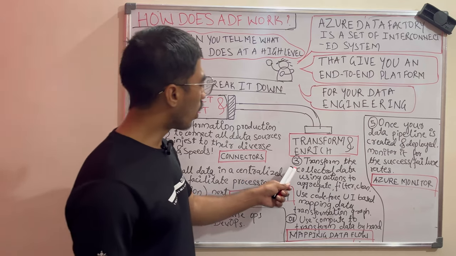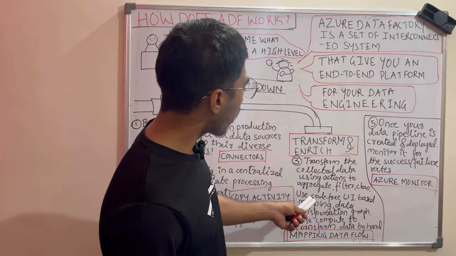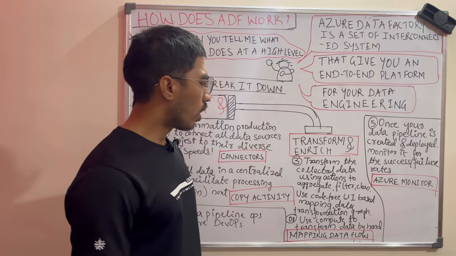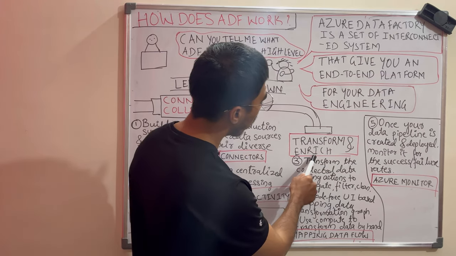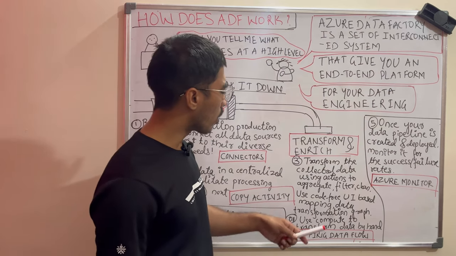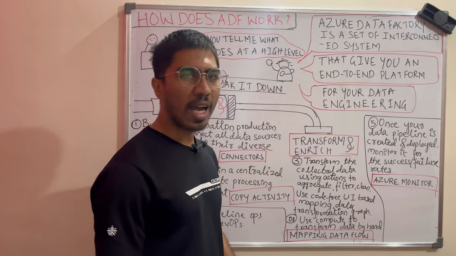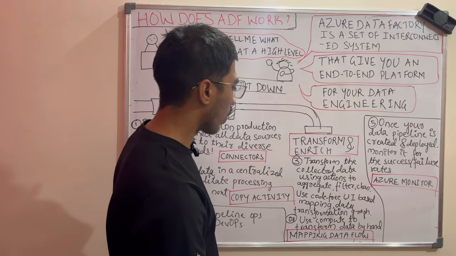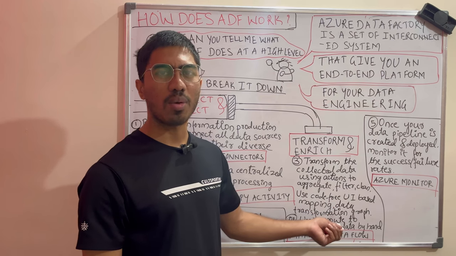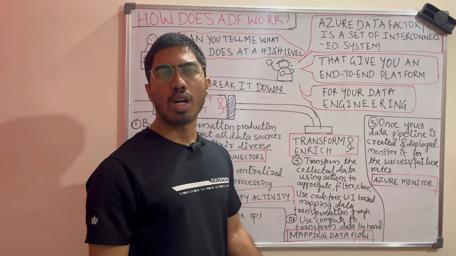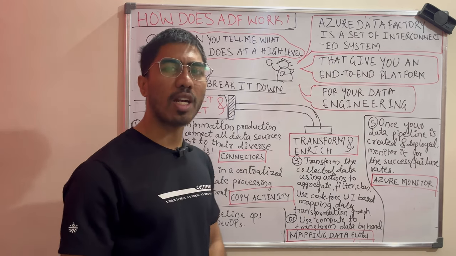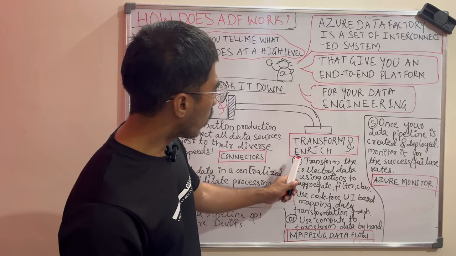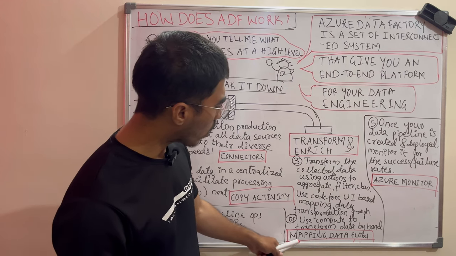The third step is to transform the collected data using actions to aggregate, filter, clean, etc. This step is transform and enrich. We can use code-free UI-based mapping, so we can either use the user interface, or we can use compute resources and code it manually. This third step is called mapping data flow.